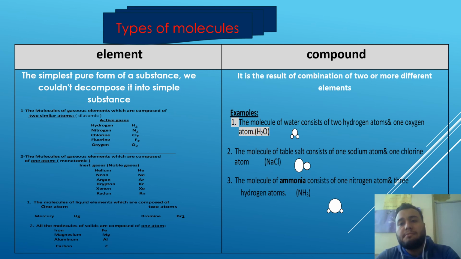Well, mister, tell me examples for compounds. You told me that a compound is the result of combination of two or more different elements. For example, number one, water. A water molecule consists of two atoms of hydrogen and one atom of oxygen, and its chemical formula is H2O. The second example, a molecule of table salt that consists of one sodium atom and one chlorine atom, NaCl. And the last example is ammonia. Ammonia consists of one atom of nitrogen and three atoms of hydrogen. It's called NH3.